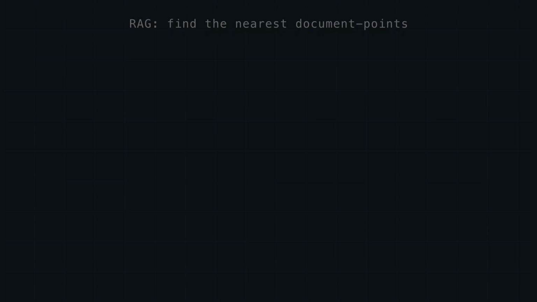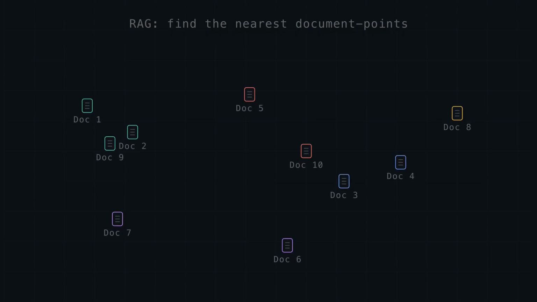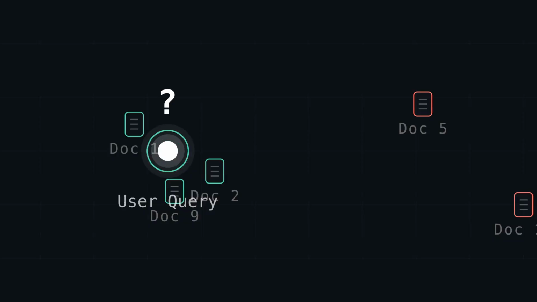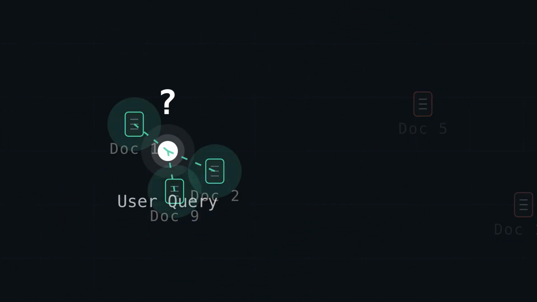Now here's where it gets practical. When you build a RAG system, like feeding your documents to an AI, the embedding model turns your 100,000 documents into points in that same space. When a user asks a question, that question gets turned into a point too. And then you just find the nearest document points and feed those to the language model.